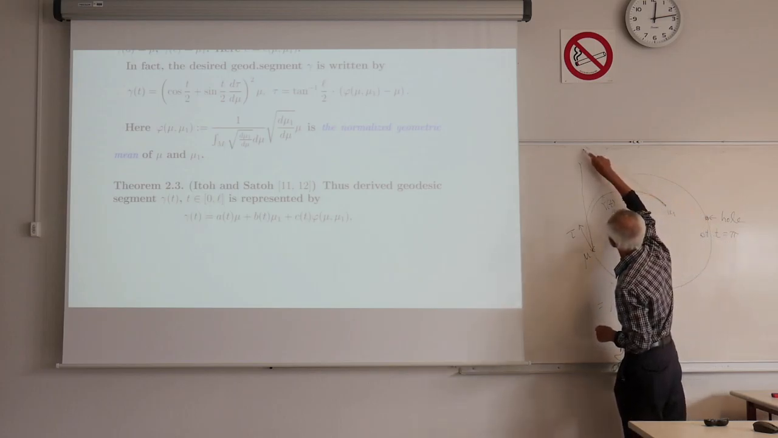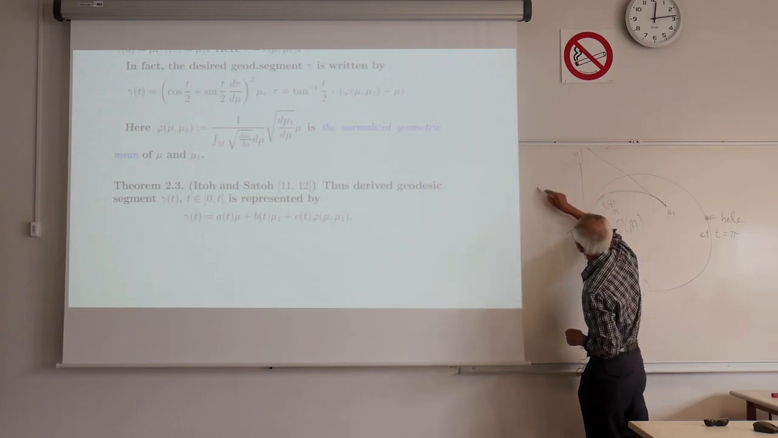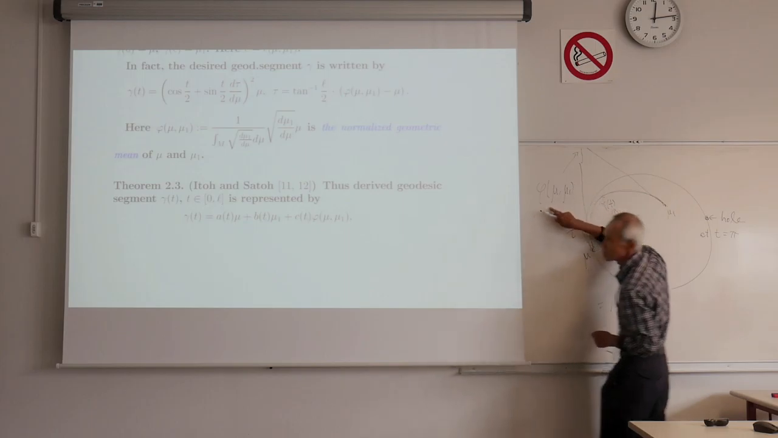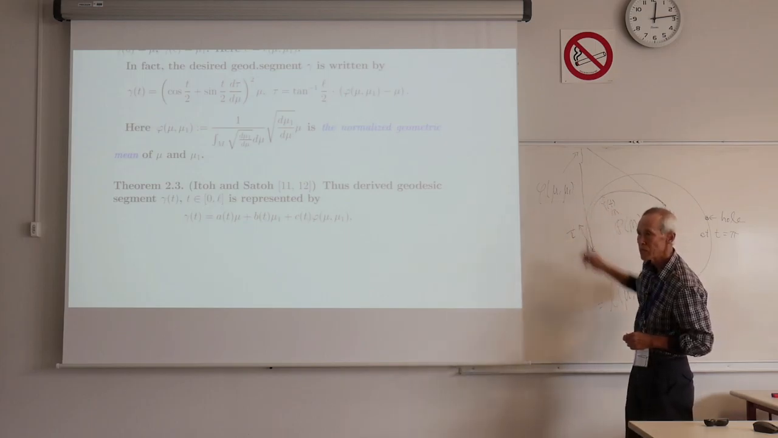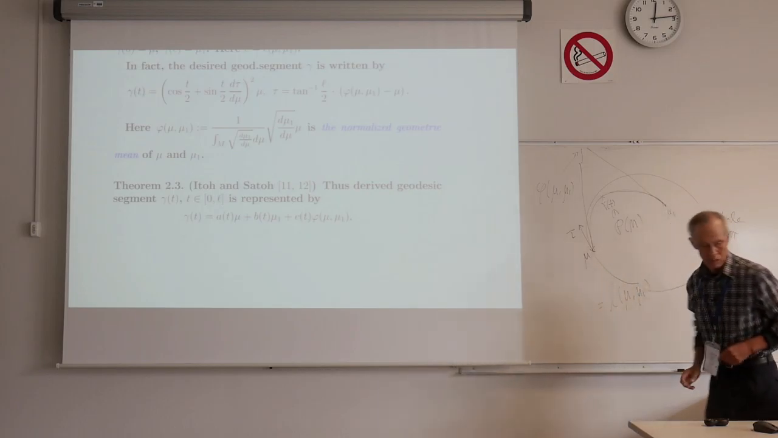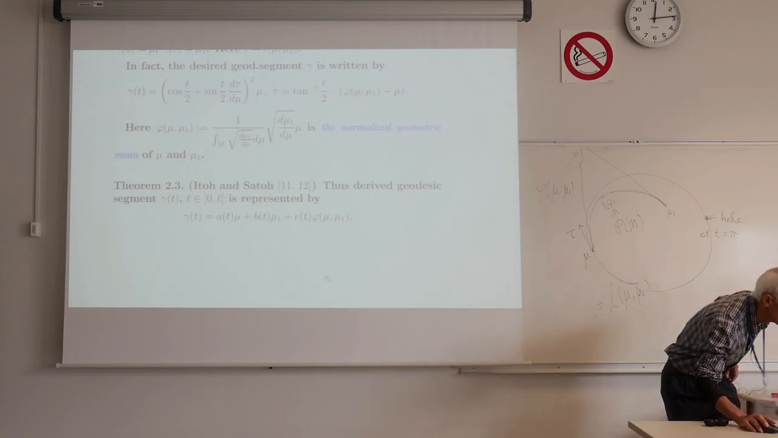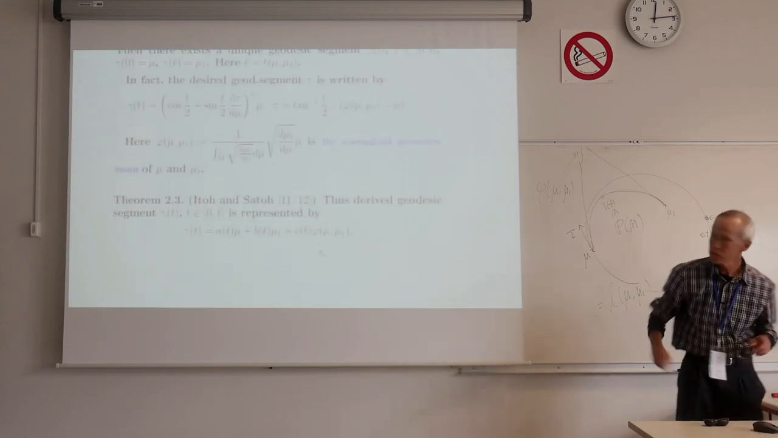So here is gamma t, the point on the geodesic segment. Here is a tangent line at mu, and here is a tangent line at mu 1. They cross here, and this is just phi, mu, and mu 1. This is just a normalized geodesic mean of two measures.